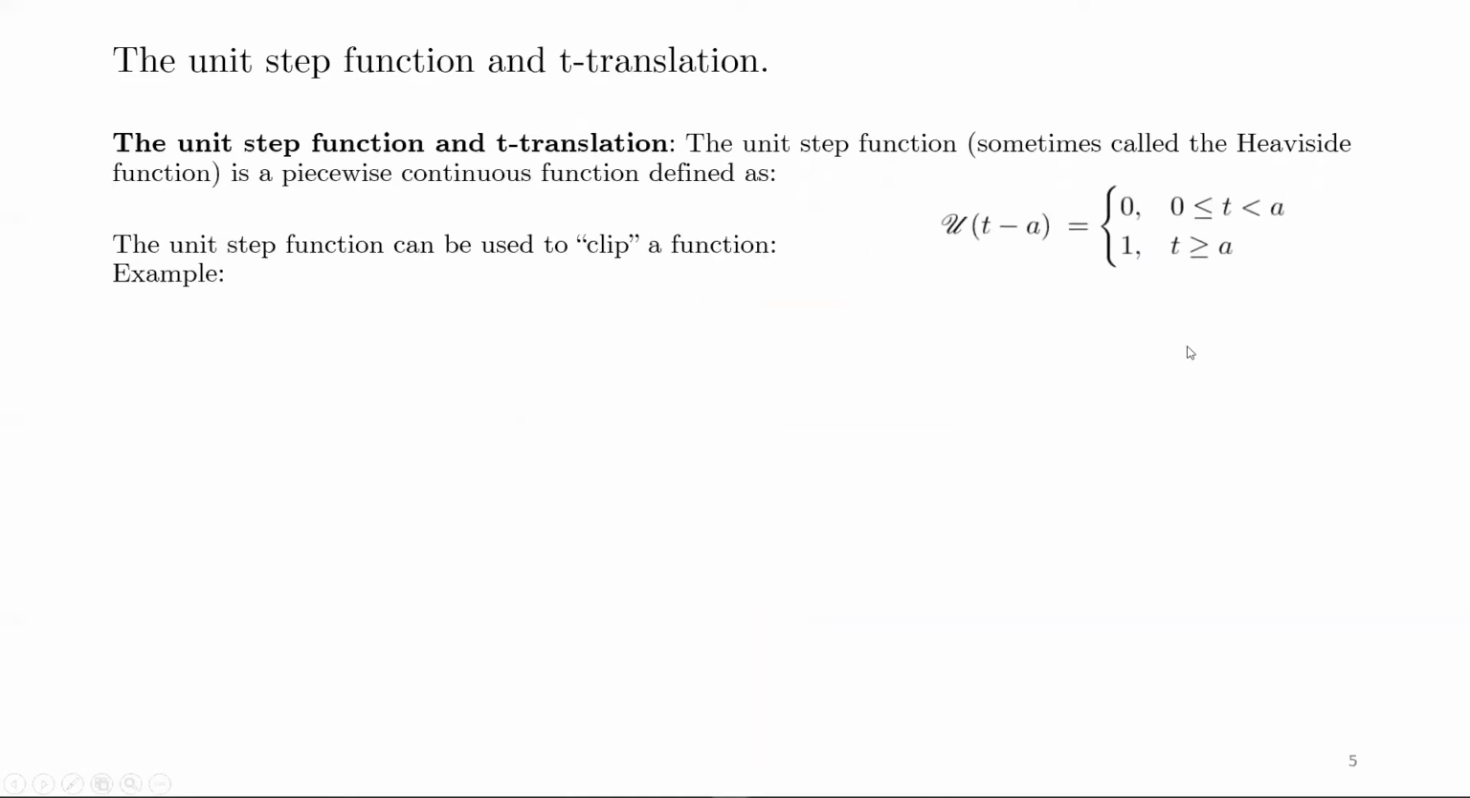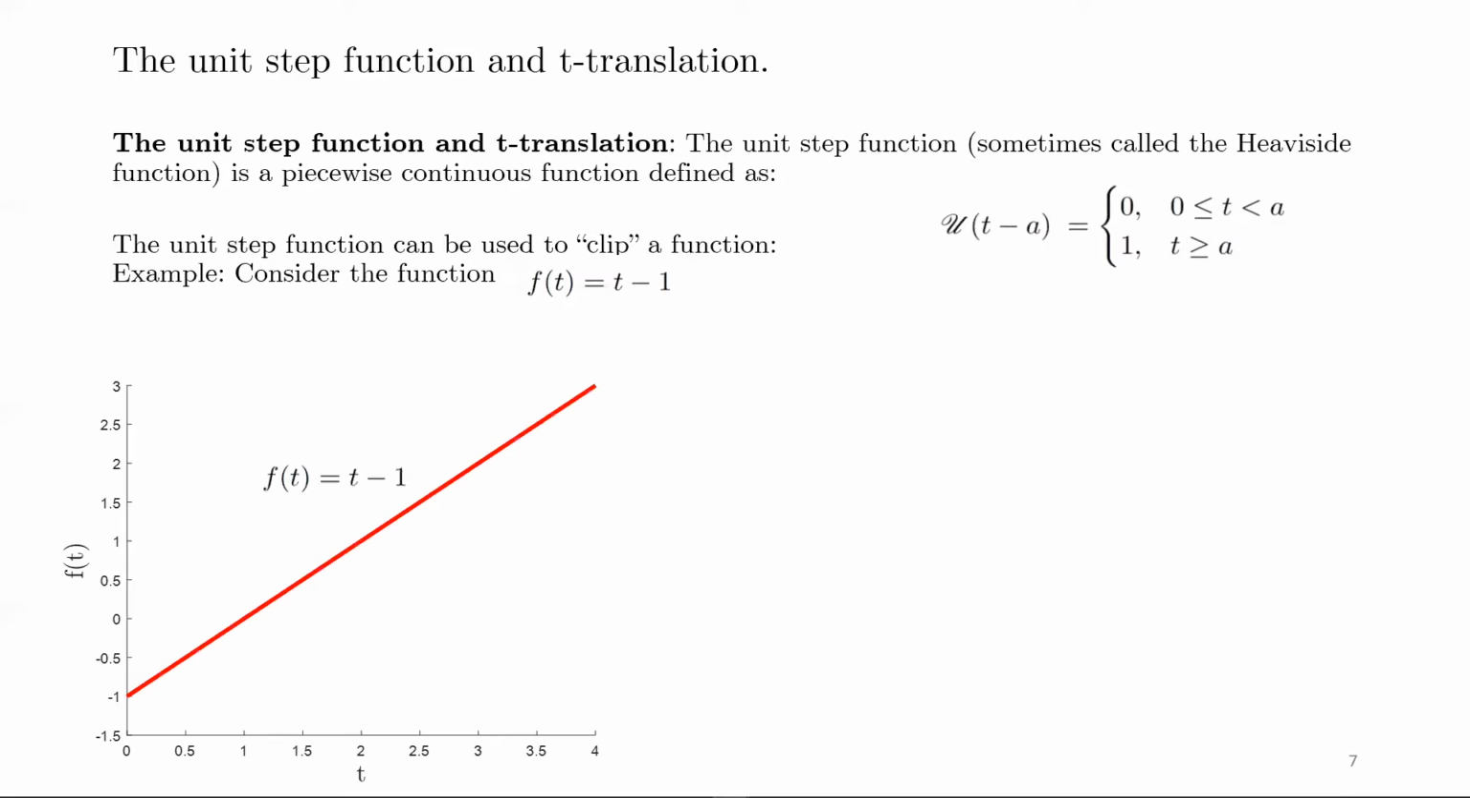So this unit step function, or this Heaviside function, can be used to clip a function. So what do I mean by that? Well, let's just consider the linear function f of t equals t minus 1. So again, we've just got a linear function here. It cuts the y-axis at t equals 0, f of t equals negative 1. If instead of plotting f of t equals t minus 1, I plot t minus 1 multiplied by the unit step function u of t minus 2, so here a is equal to 2.